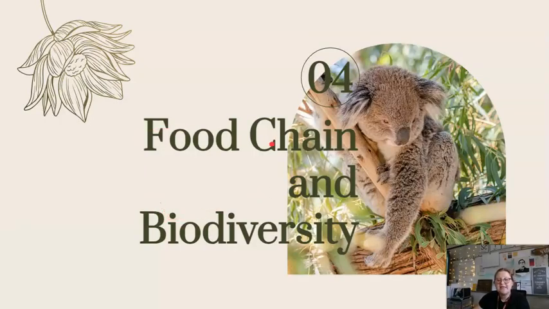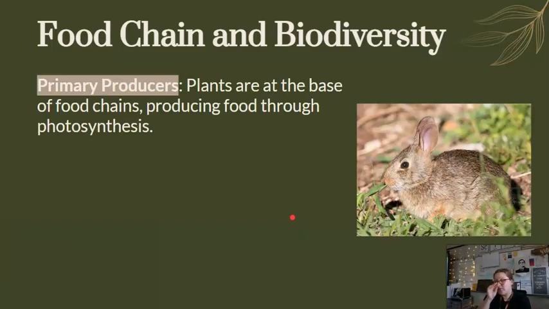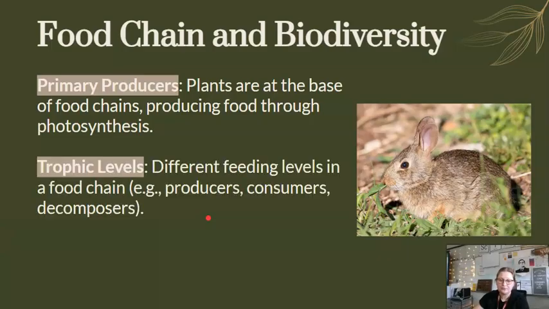All right, then we have food chain and biodiversity. Food chain being what eats what, and biodiversity being the diversity of the living things. So primary producers, plants, are the main producers of energy, at the base of the food chain, producing food through photosynthesis. So base of the food chain, and then a little bunny eats it, something eats the bunny, so that we keep going on. But plants are going to be at the bottom.